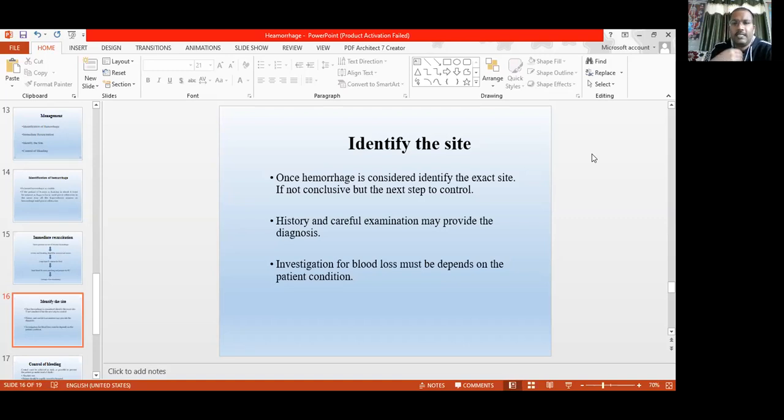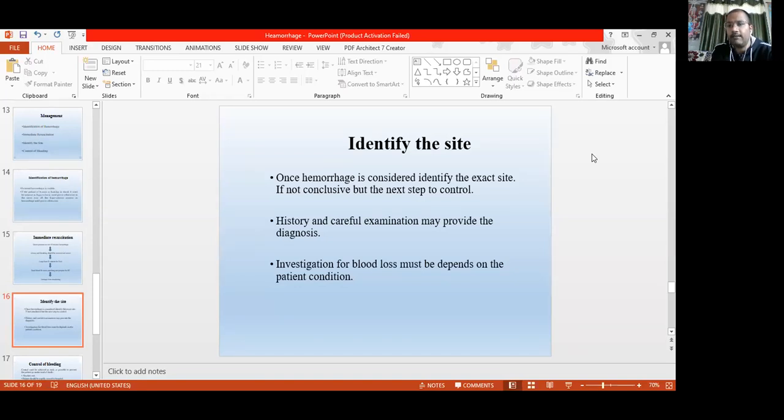Suppose a patient has hematemesis, meaning blood is coming from the esophagus or upper gut. So where is it coming from? Esophageal varices may be there, or it may be coming from a perforated peptic ulcer. Understand? Because a perforated peptic ulcer has a different plan of management, and esophageal varices have a different plan of management. That's why you have to identify it, and you do so with history taking.